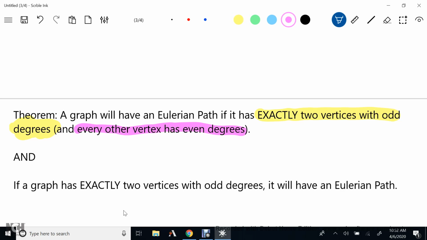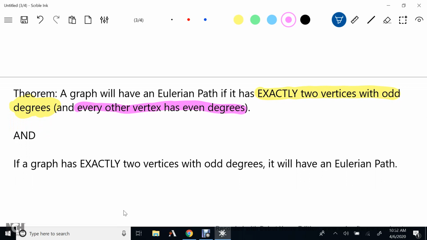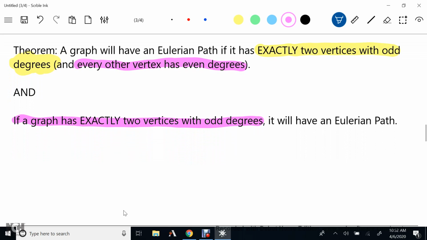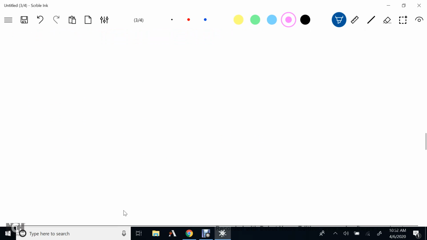Now the cool thing is this works both ways. So if you look at a graph and it has 2 vertices with odd degrees, it will have an Eulerian path. And if someone tells you that a graph has an Eulerian path, you will know that it has 2 odd vertices, right? And I'll give you a very brief proof, right?